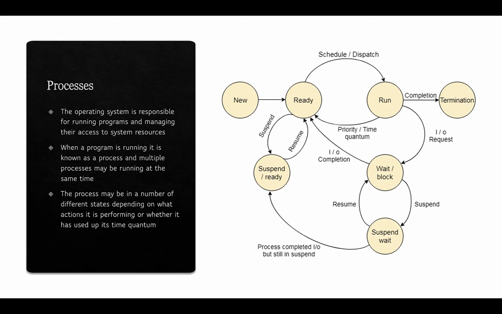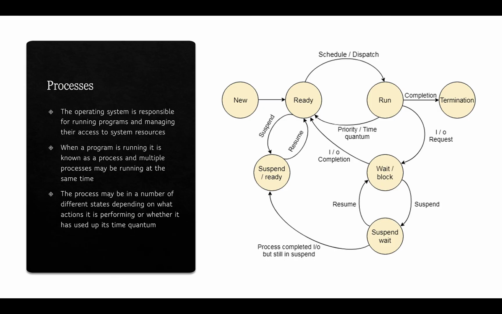So let's talk about processes. The operating system is responsible for running programs and managing their access to system resources. So when a program is run, it's known as a process, and multiple processes may be running at the same time, and so obviously they have to share access to resources like the CPU, memory, and disk. You can't have all of them running at the same time because a CPU only processes one set of instructions at a time. And so the operating system handles this by running a scheduler.